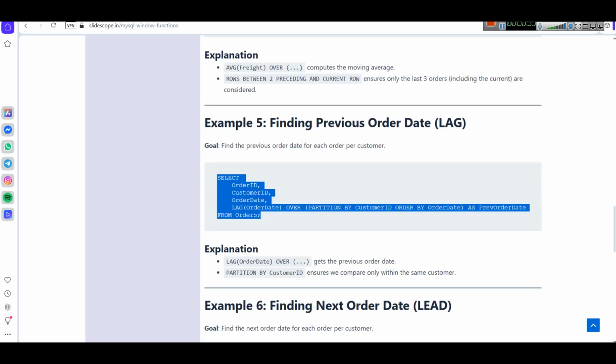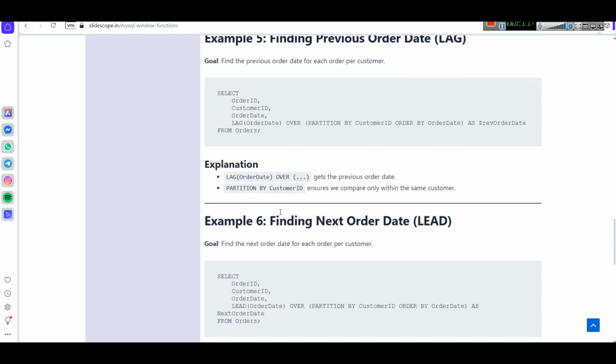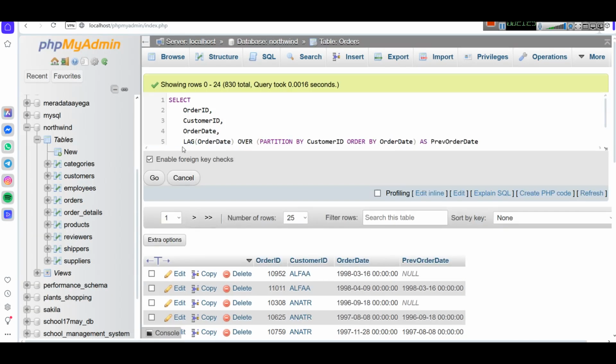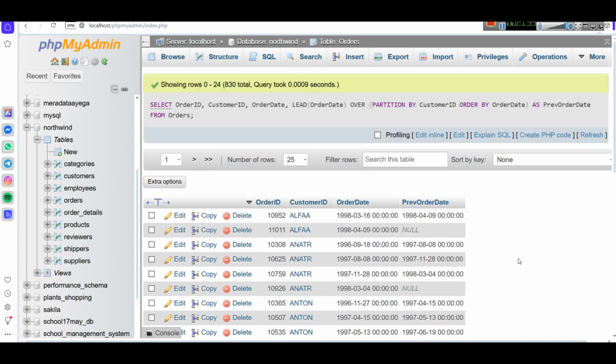So basically this is finding the previous order date. For that we write select order ID, customer ID, order date and lag order date over. Then in over, this is common, partition by customer ID, order by order date as previous date. In lead, what will happen? Find the next order date. If you simply change lag to lead, it will give you the next.